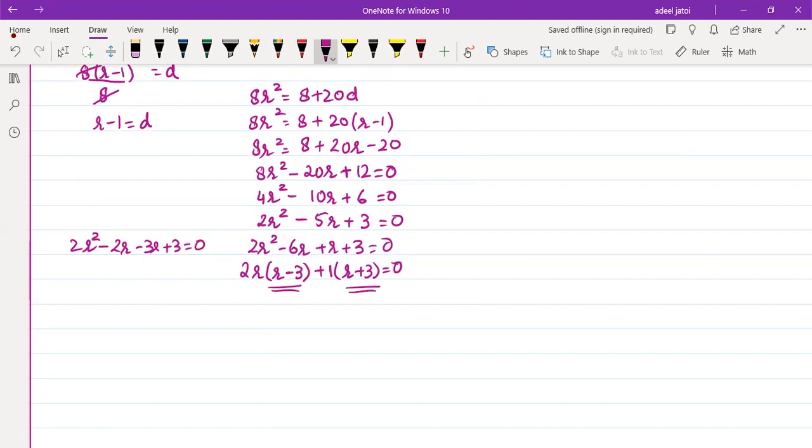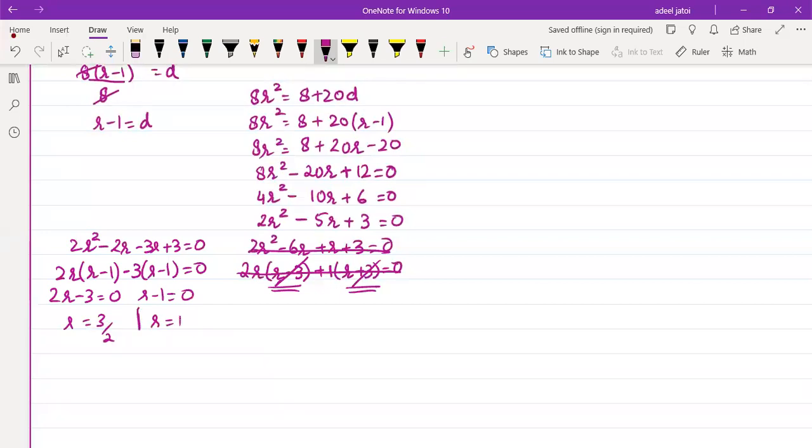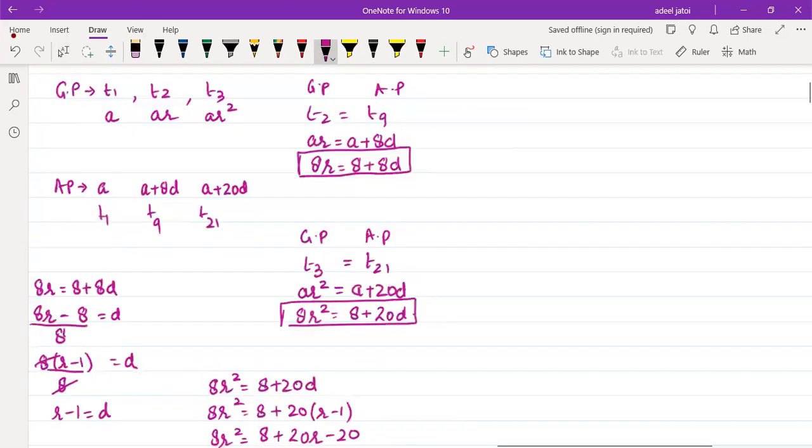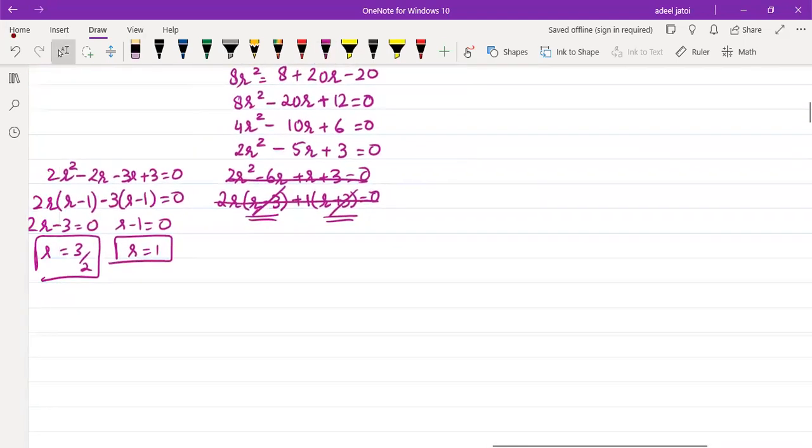Since we do not have the same brackets, this will not cancel out. So we have 2R times R minus 1, minus 3 times R minus 1, is equal to 0. So 2R minus 3 is equal to 0 and R minus 1 is equal to 0. R is equal to 3 upon 2 and R is equal to 1. Now the question clearly said not to consider R as 1. So the answer is R is equal to 3 upon 2.